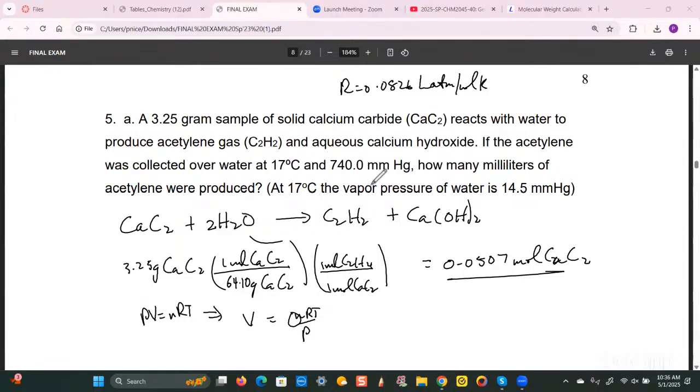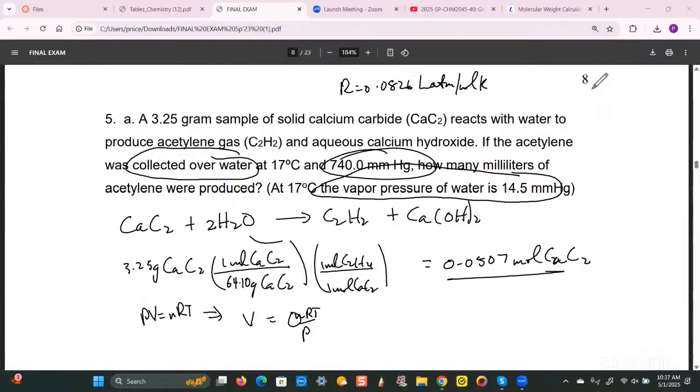Now, the pressure that is given here is the pressure of the combination of the gas and the water vapor, because remember the question says that the gas is collected over water, right? So when you collect gas over water, that mixture will not only be the gas itself that you're collecting, but water vapor as well. Now, the key to finding out the pressure of the gas itself is the fact that the vapor pressure of water is given here at the same temperature.